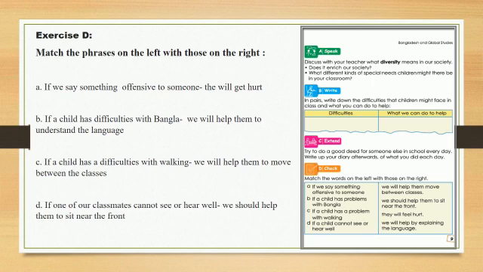If we say something offensive to someone, they will get hurt. If a child has difficulties with Bangla, match with we will help them to understand the language. Number C, if a child has difficulties with walking, match with we will help them to move between the classes. Number D, if one of our classmates cannot see or hear well, match with we should help them to sit near the front. So this is about the exercise.